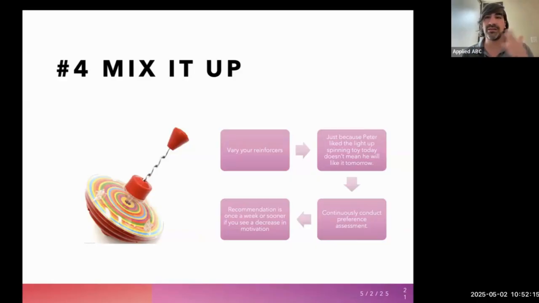Or if you see a decrease in motivation using the preferences or the reinforcers that have been previously identified, then go right in and do a reevaluation. We'll often see, oh, they're just not doing this.